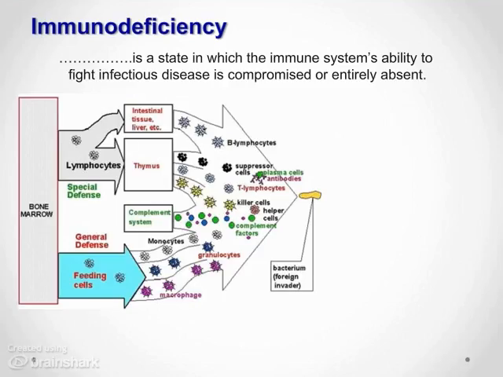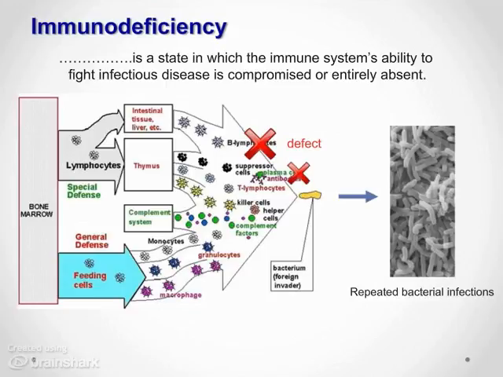Immunodeficiency is a state in which the immune system's ability to fight pathogens is compromised or absent. If someone has a defect in their B lymphocytes, their ability to make antibodies is impaired, resulting in repeated bacterial infections rather than effective clearance of the bacteria.